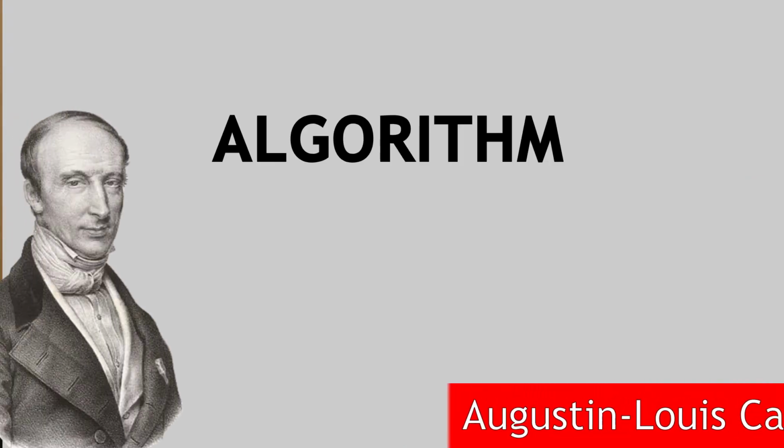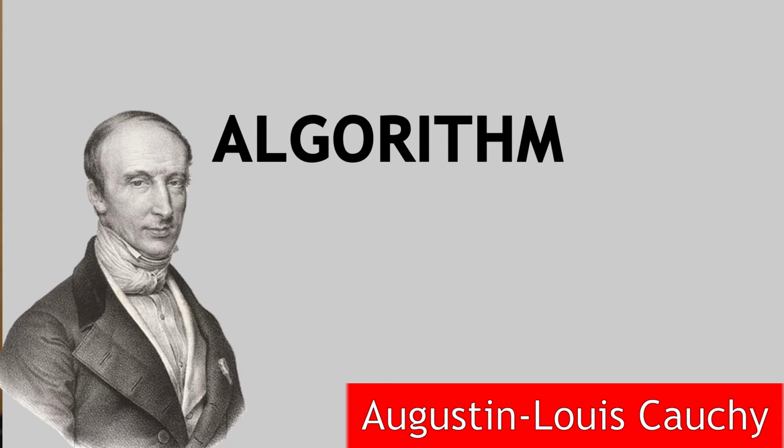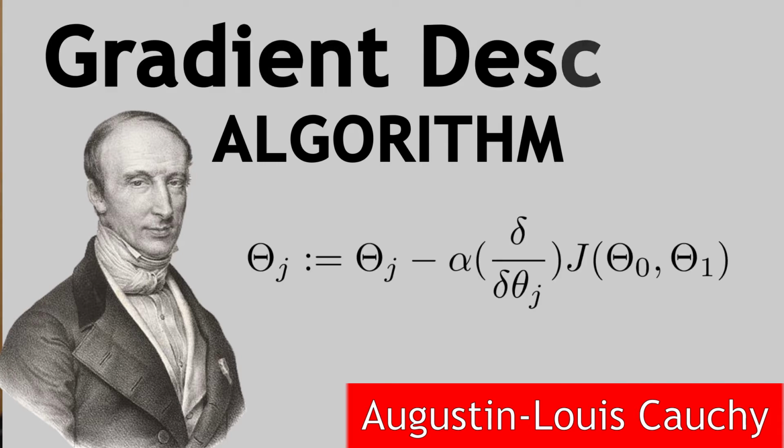But how do computers even learn to do that in the first place? And the answer lies in an algorithm developed by a French mathematician in 1847 called the gradient descent algorithm.